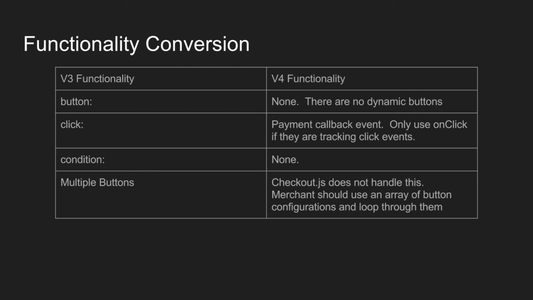So, a quick table on functionality conversion. The v3 functionality, which would be your button, was an array of buttons that you wanted to attach clicks to in order to launch the experience. This isn't any sort of functionality in v4 because we don't have dynamic buttons. You have to call PayPal.button.render in order to render a button.